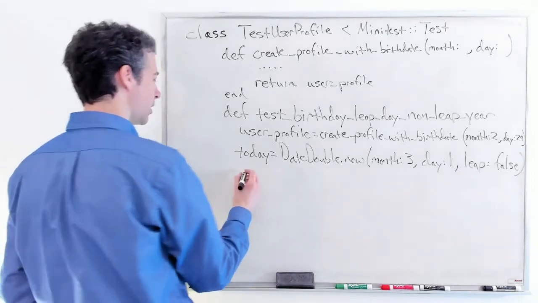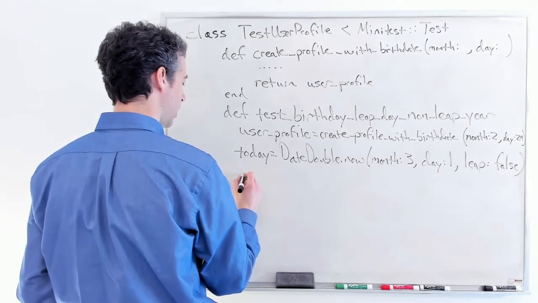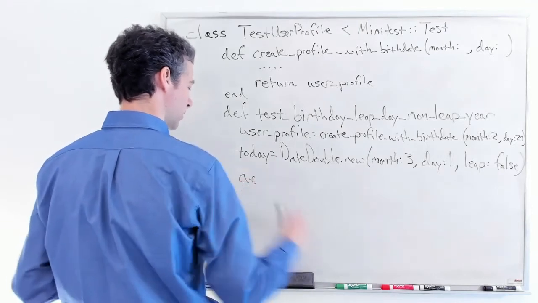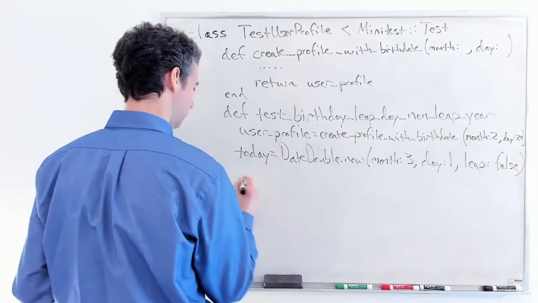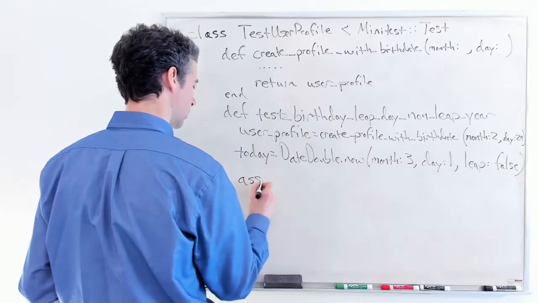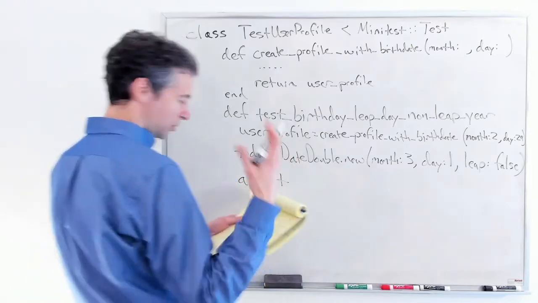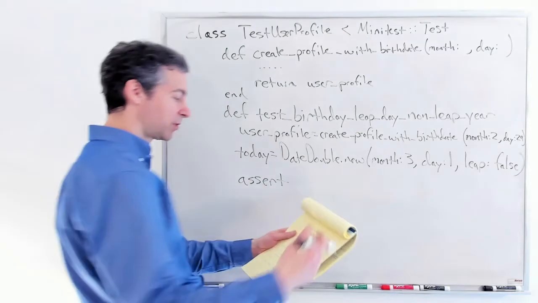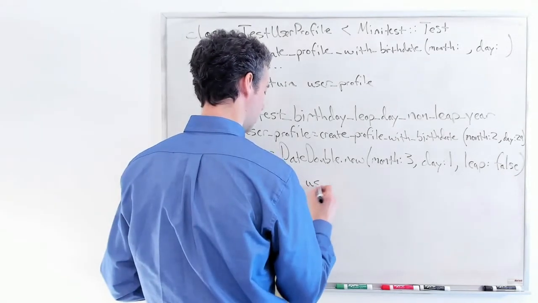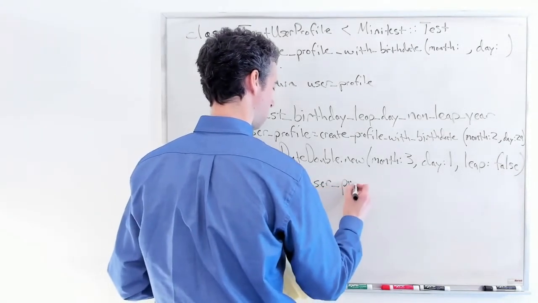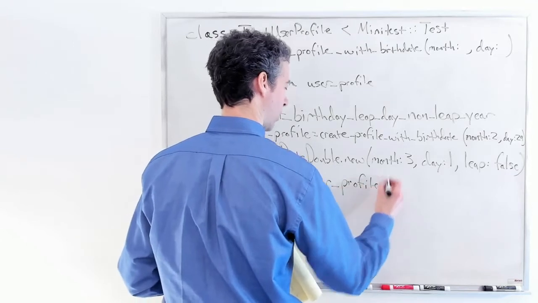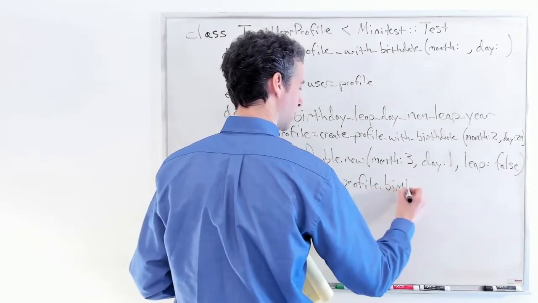So all I really need to do here is to actually assert that the birthday is true. So I'm going to do assert, which means I'm asserting that the following thing is true. So I'm going to take my user profile. I'm going to call the birthday method on it.